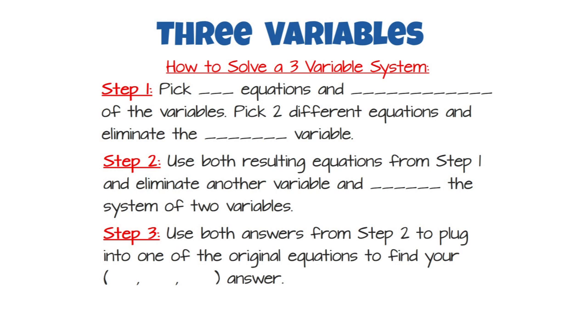Here's kind of a brief to-do list. So you have 3 variables, 3 equations. What you're going to do is you're going to pick 2 of the equations, and you are going to eliminate one of the variables.